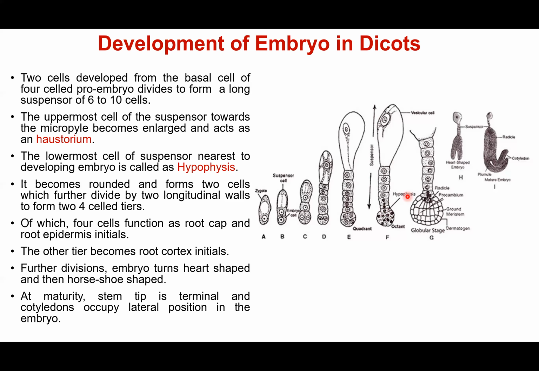This hypophysis also divides to form 8 cells where 4 cells are arranged in each tier or each layer. The outermost cells become root cap and root epidermis, and the inner cells become root cortex initials, and the stele will also further form from there only. Okay, so you have shoot tip and cotyledons coming from this part. Then you have the root tip coming from your hypophysis. So this way you have all the things that you need for a seedling.